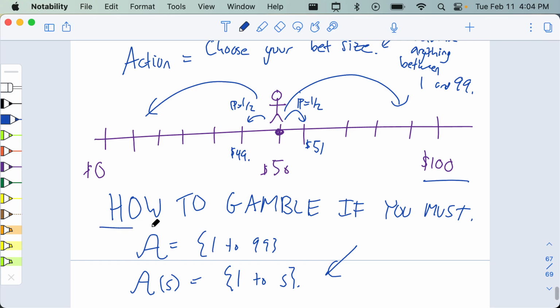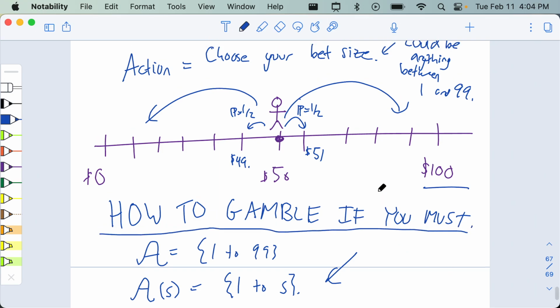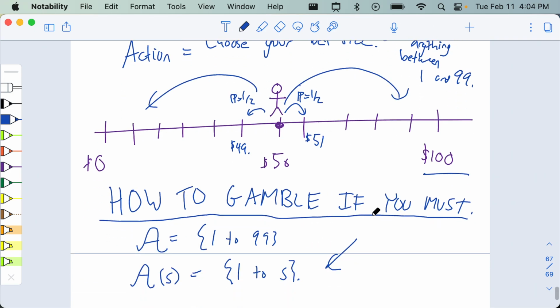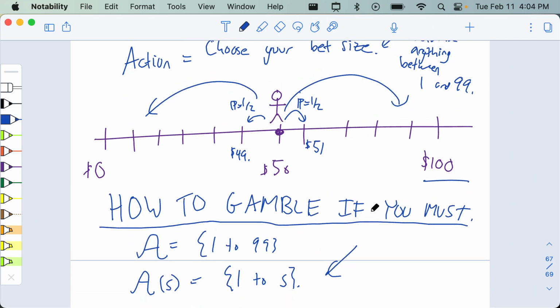I sometimes call it How to Gamble If You Must, which is also the name of a famous book in probability where they worked out the solution to this problem with pen and paper. We're going to work it out with a computer. And here's the little gambler at $50 who is deciding how big of a step he wants to take. Any questions or comments about the gambler's problem so far? What is it asking? How is it set up?